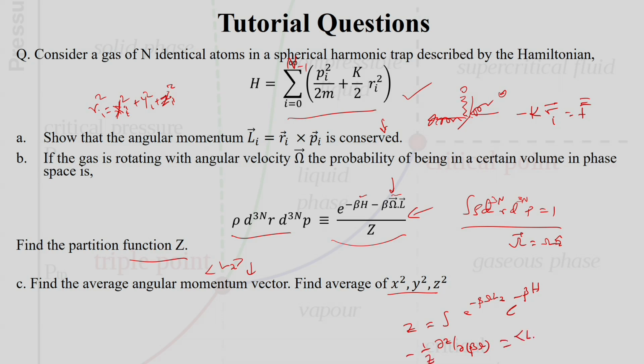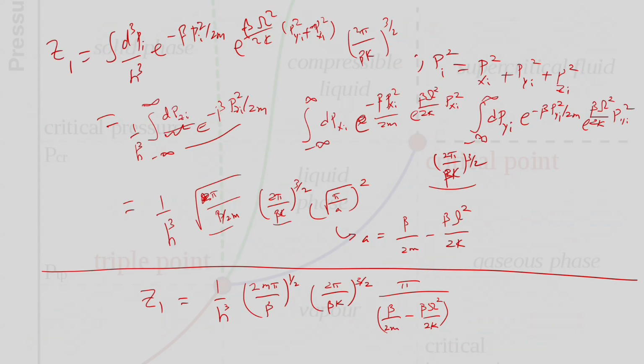So this is basically my expectation value of Lz. So this is nothing but minus d by d beta omega of ln z. So I just have to differentiate ln z with respect to beta omega and put a minus sign. So that's my average value of Lz. So let's do that right here, because otherwise I have to flip the slide.